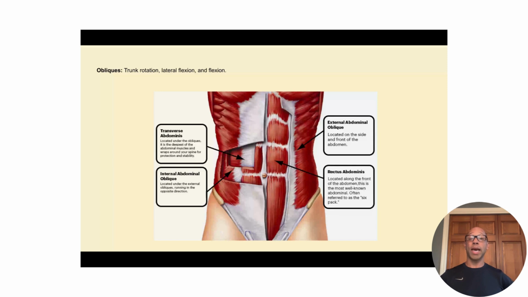And they do lateral flexion. So depending on which one is working, I either laterally flex to the right or laterally flex to the left. Okay. And then they also, when they work together at the same time, instead of one more than the other, they help to flex the trunk. And so they assist with that flexion that the rectus abdominis is doing. Okay, so again, trunk rotation, lateral flexion, and flexion.